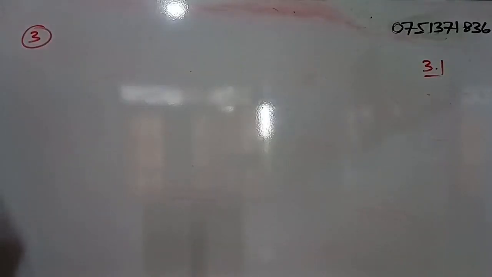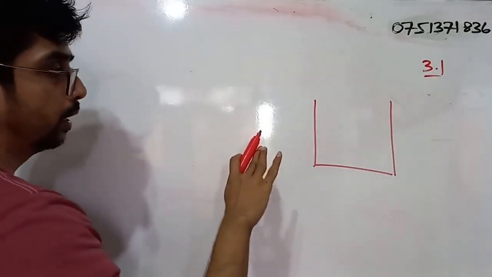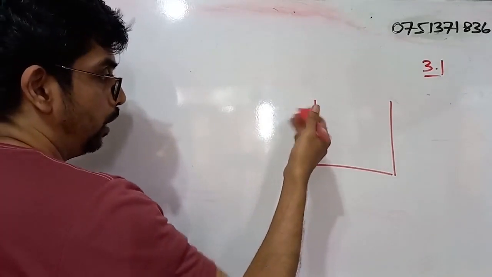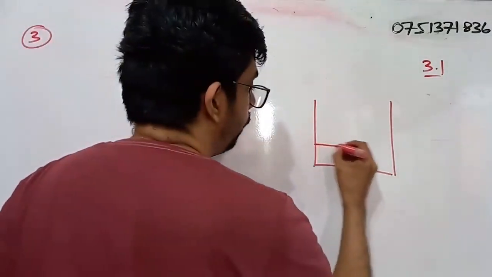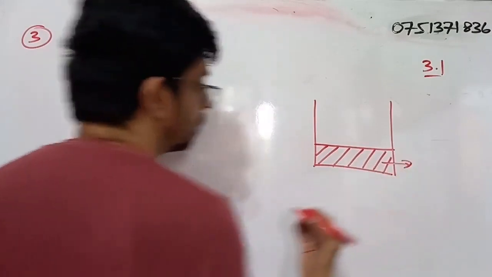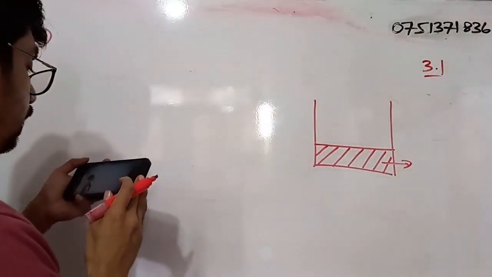Question number 3. A household water tank was filled with water. When 3/4 of its volume was used up, there was 200 liters of water remaining in the tank. At the beginning, it was full. Then 3/4 has been used. So what will the remaining amount be? It has been given to us as what?